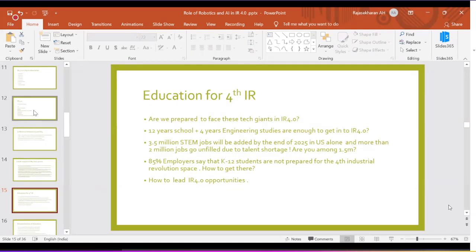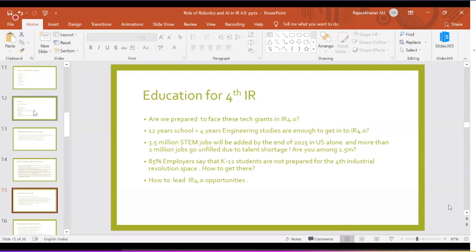And the third data I got is that there are 3.5 million technology jobs that will be added by the end of 2025 in the US alone. But more than 2 million jobs are expected to go unfilled due to the talent shortage. Okay, the mismatch between the learning of the student coming out of college and what industry is demanding, right? So what happens to that 1.5 million jobs, right? This is the thing that we need to seriously think about.